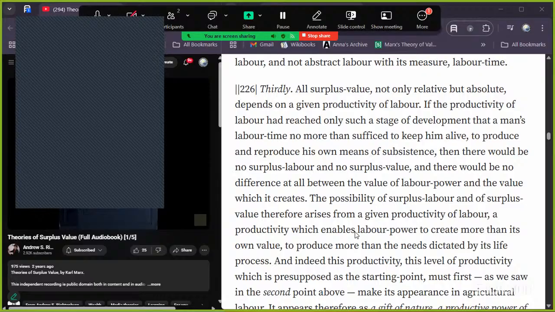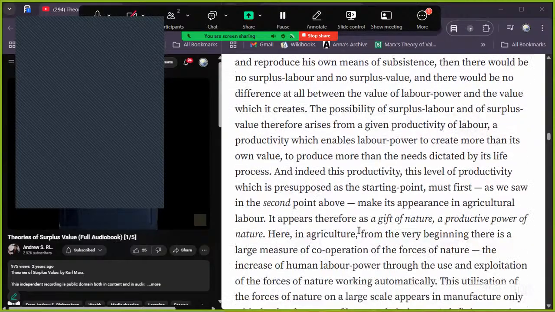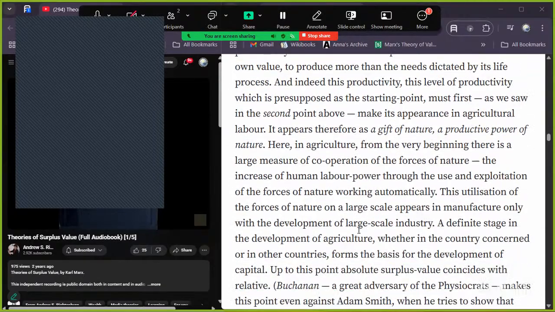The possibility of surplus labor and of surplus value therefore arises from a given productivity of labor, a productivity which enables labor power to create more than its own value, to produce more than the needs dictated by its life process. And indeed, this level of productivity which is presupposed as the starting point must first, as we saw in the second point above, make its appearance in agricultural labor. It appears, therefore, as a gift of nature, a productive power of nature.